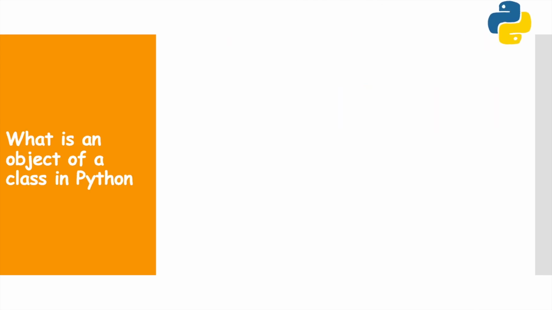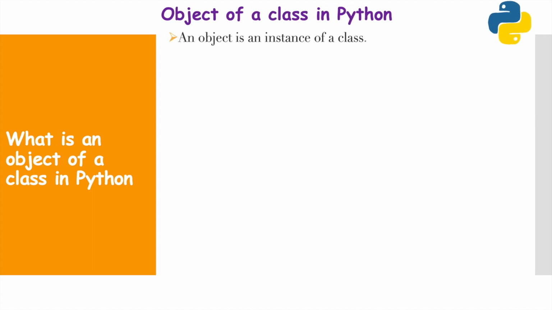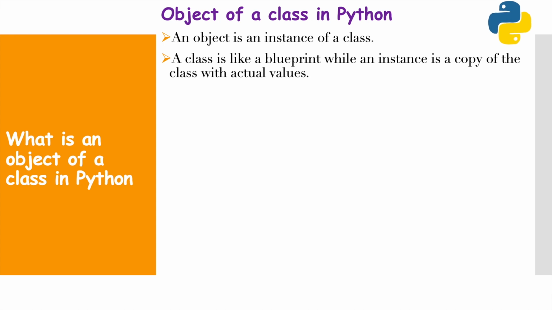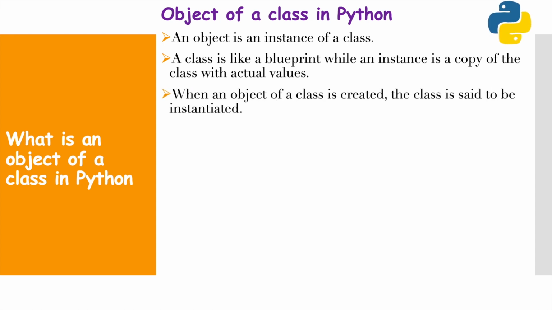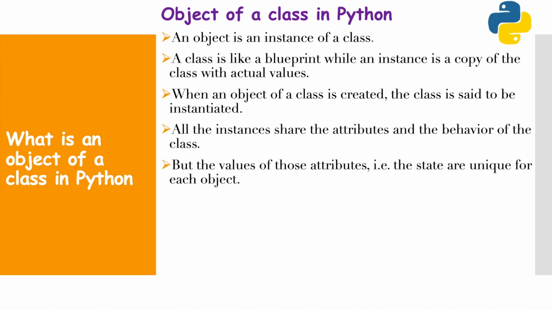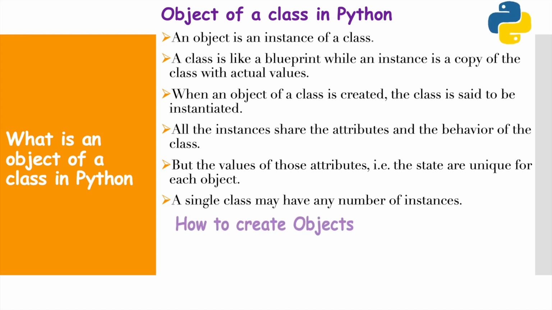Now let's see what is an object of a class in Python. So an object is an instance of a class, and a class is like a blueprint, while the instance is a copy of that class with actual values. So when an object of a class is created, the class is said to be instantiated. And all the instances share the attributes and the behavior of that class. But the values of those attributes, that is the state, are unique for each object. So a single class may have any number of instances.